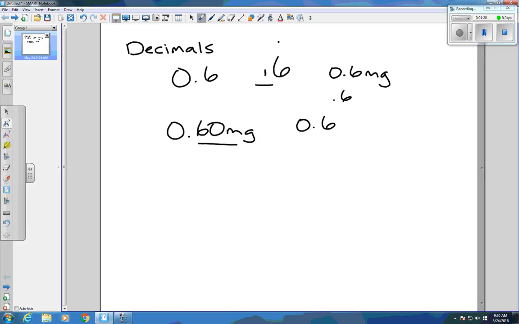We will always remember, we will never write .6. We will always put a 0 in front of a decimal point, so 0.6. Those are just general rules of decimal points, okay? So let's get started with the lecture.